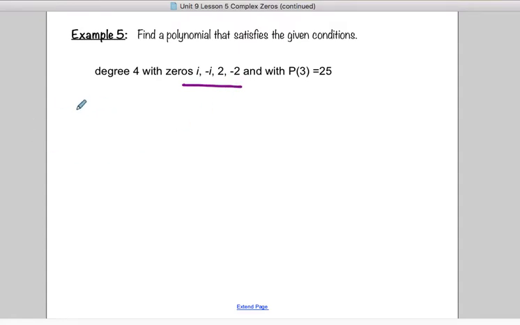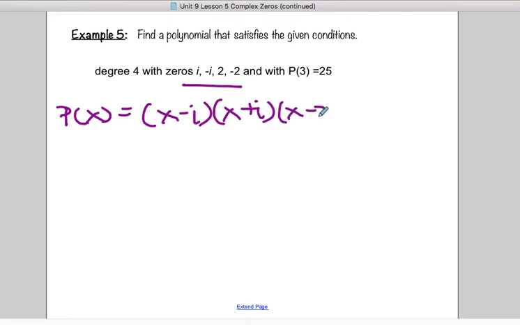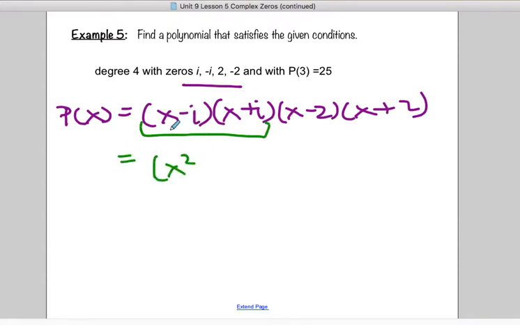So let's just first of all start with our zeros. So we really have P of x equals, in parentheses, x minus i. Then I'll have x minus a negative i, so plus i. Then I have x minus 2 and x plus 2. I would FOIL these two together. I will have x squared plus ix minus ix. So those will cancel.